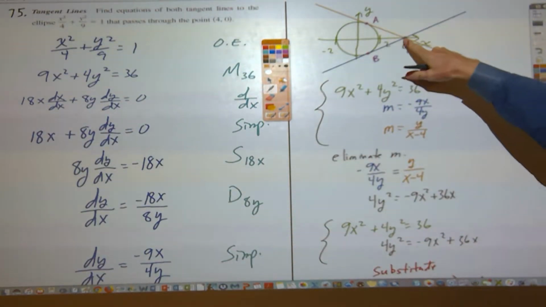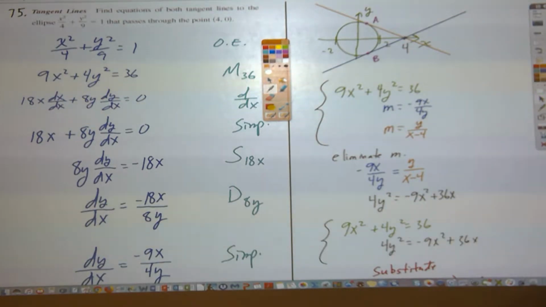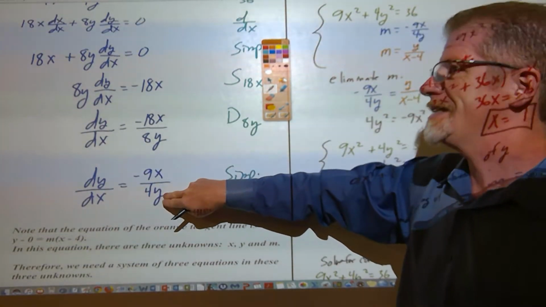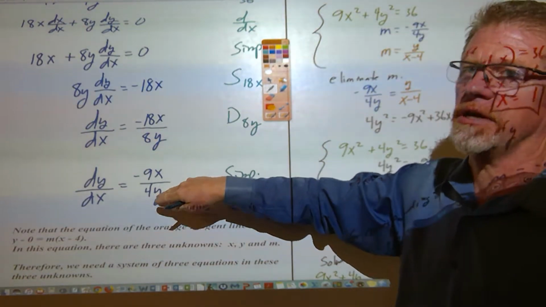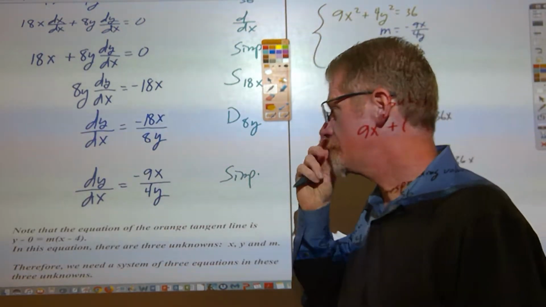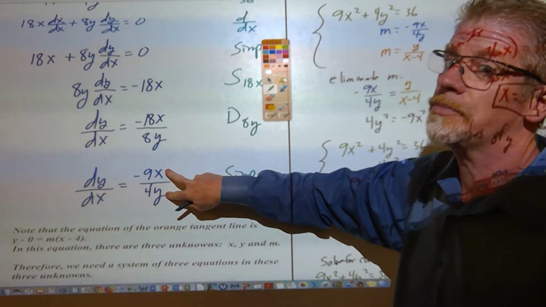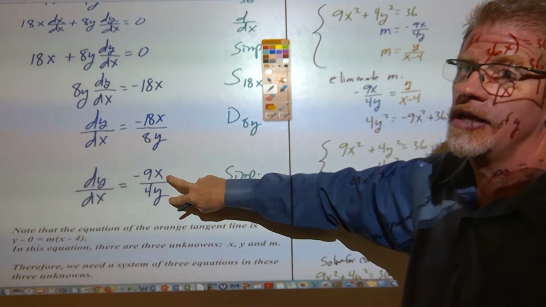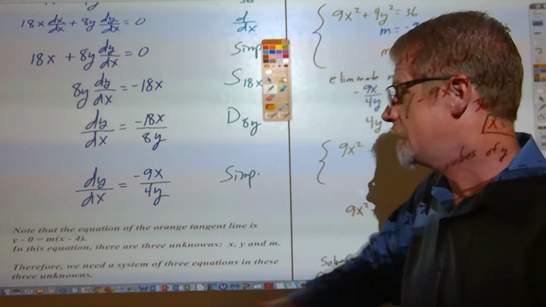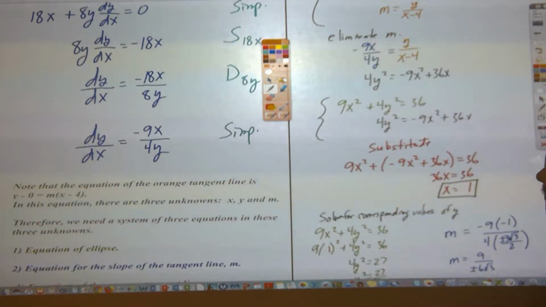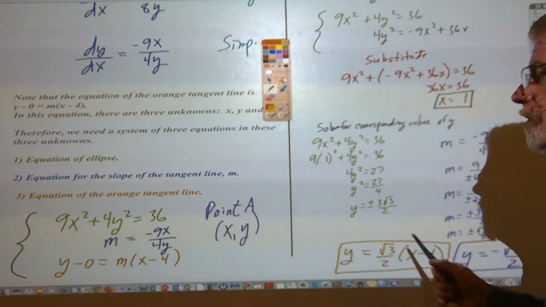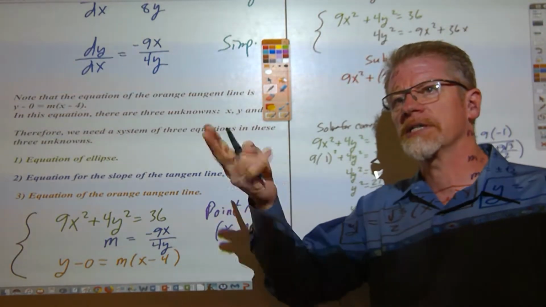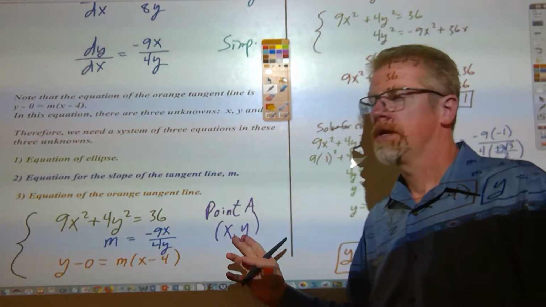Why can't I just use this point right here? Well, that's (4, 0). The y coordinate of (4, 0) is 0, and that would be division by 0. Besides, (4, 0) is not a point that's on the ellipse. I need a point that's on the ellipse. And so that's why I set up my system of 3 equations and 3 unknowns where point A has coordinates x, y. Does that help clarify what's going on here?